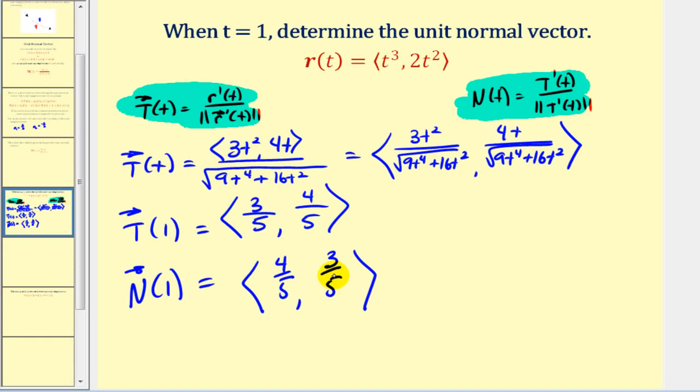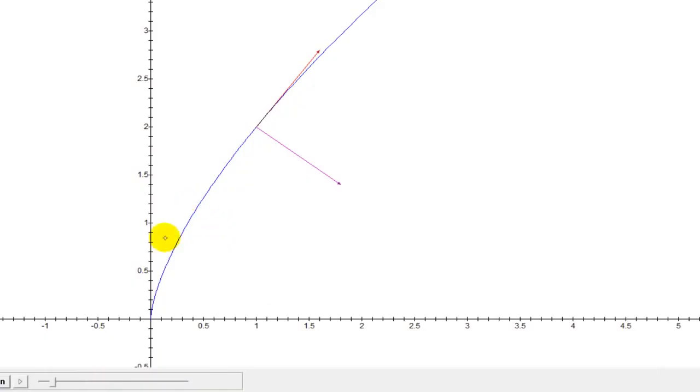But now we still have to determine whether we should change this to a negative or this one to a negative. To determine that, let's go and take a look at the graph of this space curve and also the unit tangent vector at t equals 1. So here's our space curve, and it would be traced out in this orientation.